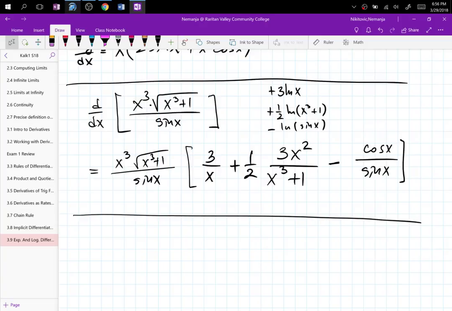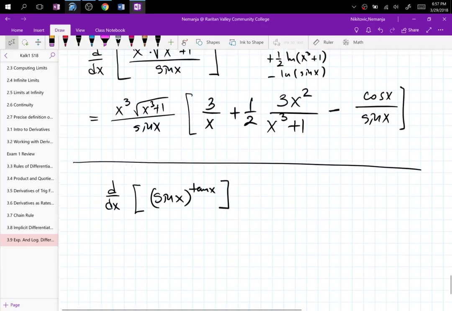So, let's take a look at problems that must be solved using this. For instance, what is the derivative of sine x raised to the tangent x? Right? Now, you probably go, why? Because we can. That's the only reason why.